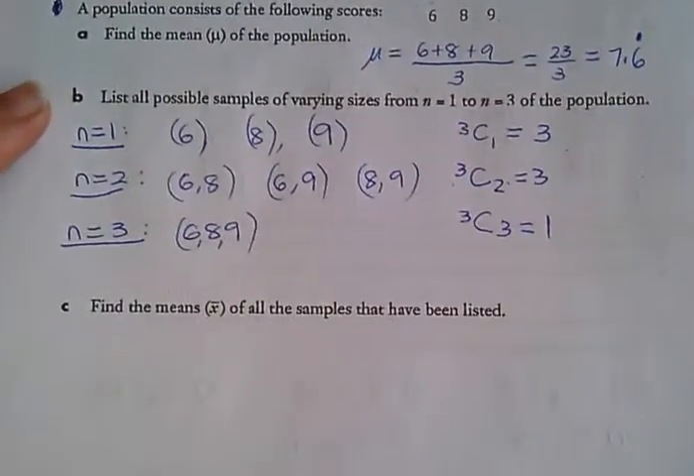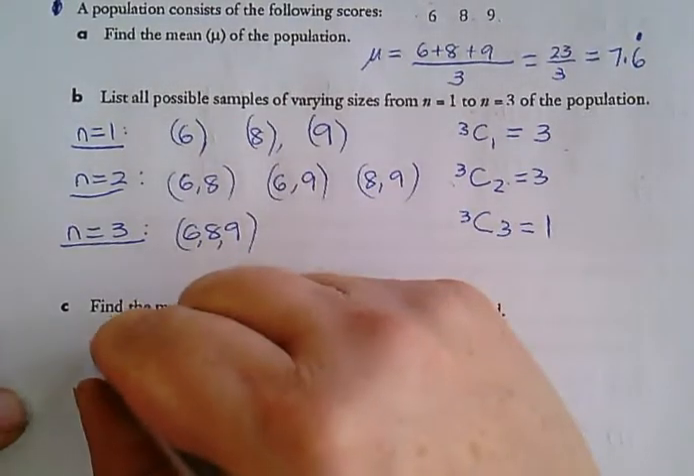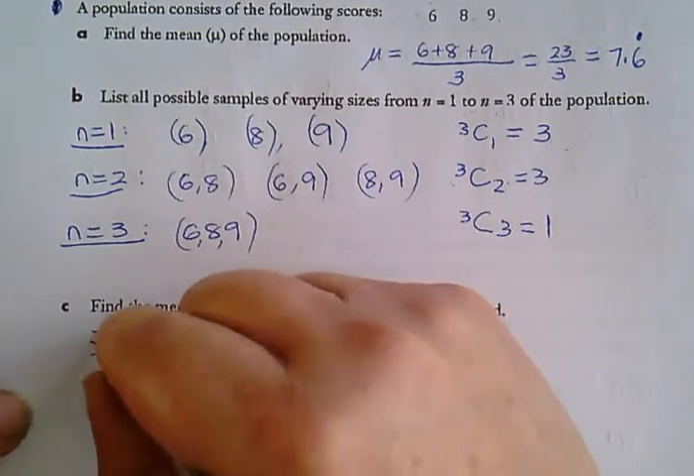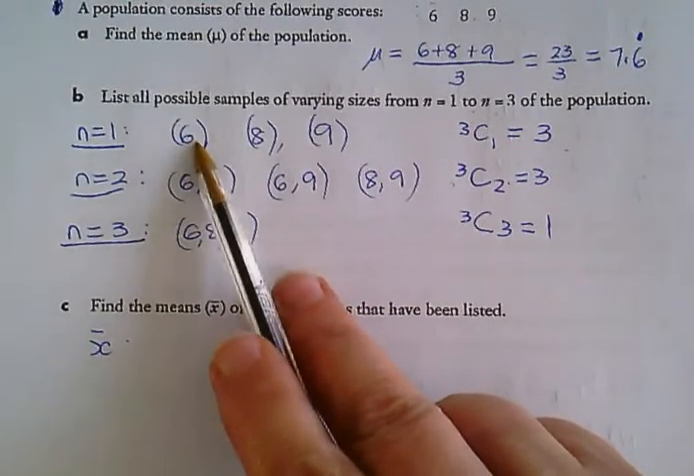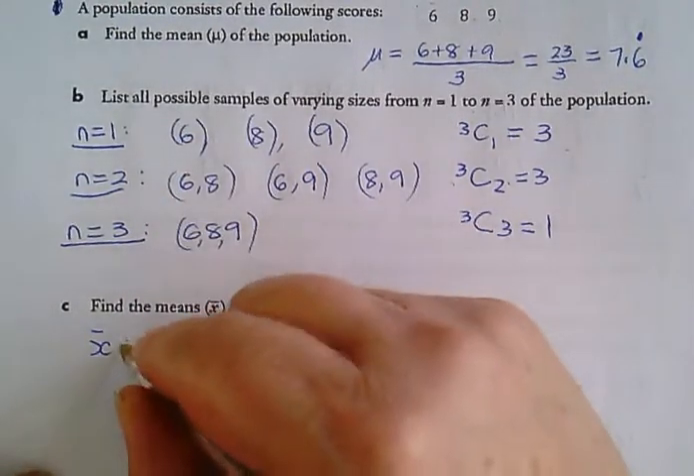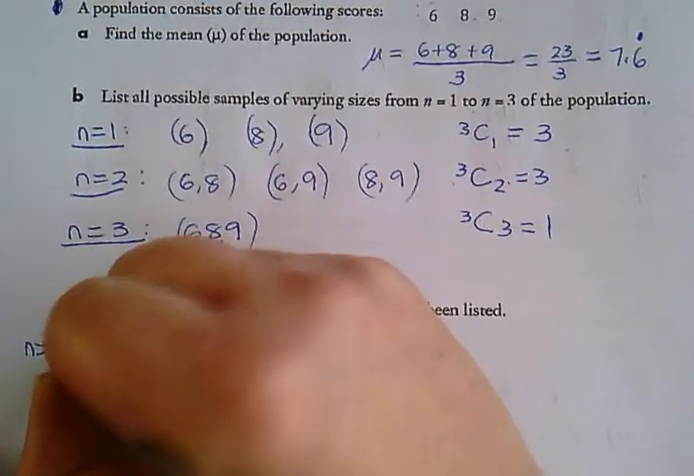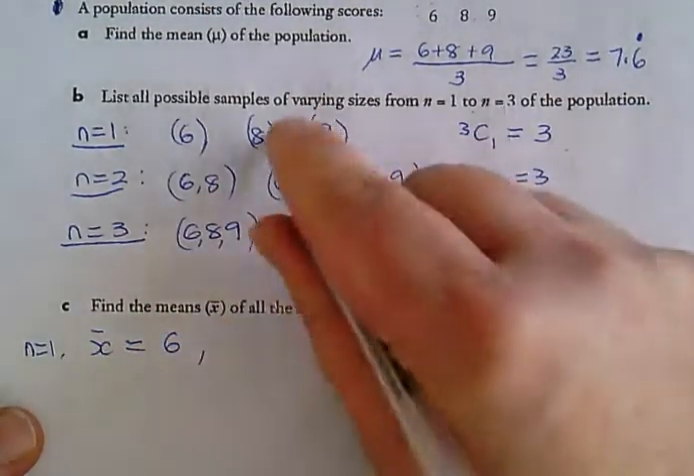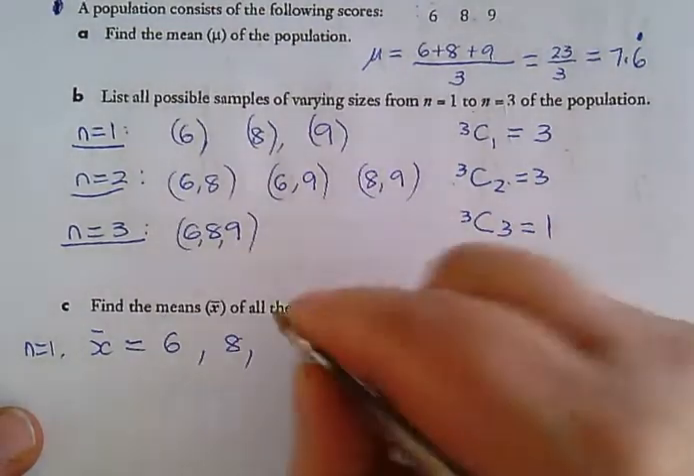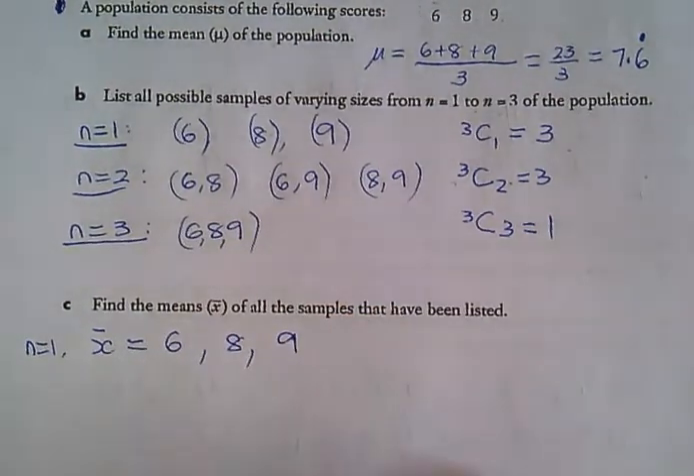Now, part C. Find the means of all the samples that have been listed. So I need x bar. So what's the mean of this? What's the mean of 6? I'm going to go for n is 1. My means are 6 for the first sample, for the second sample it's 8, for the third sample it's 9.